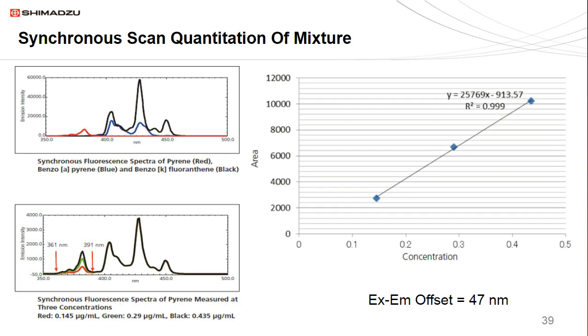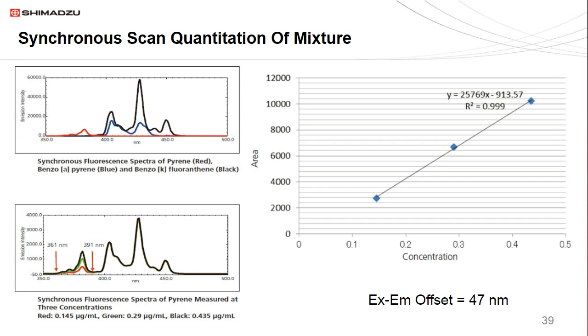So we're now going to take that difference that we calculated from the previous slide, which was 47, and make that the delta offset for a synchronous scan. You can see the synchronous scan of the mixture over on the left, and with the judicious use of the correct delta offset, we've managed to isolate the pyrene, which is the red spectrum there, nicely separated from the two other components in the mixture.